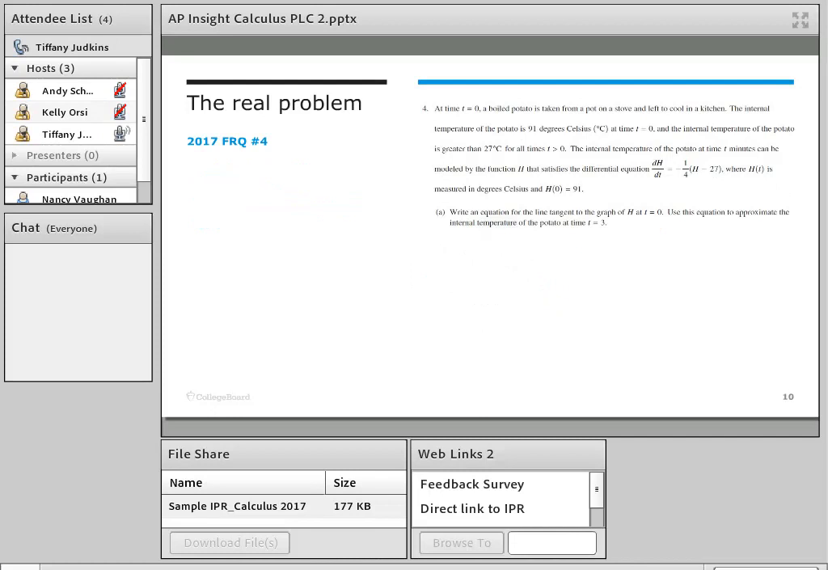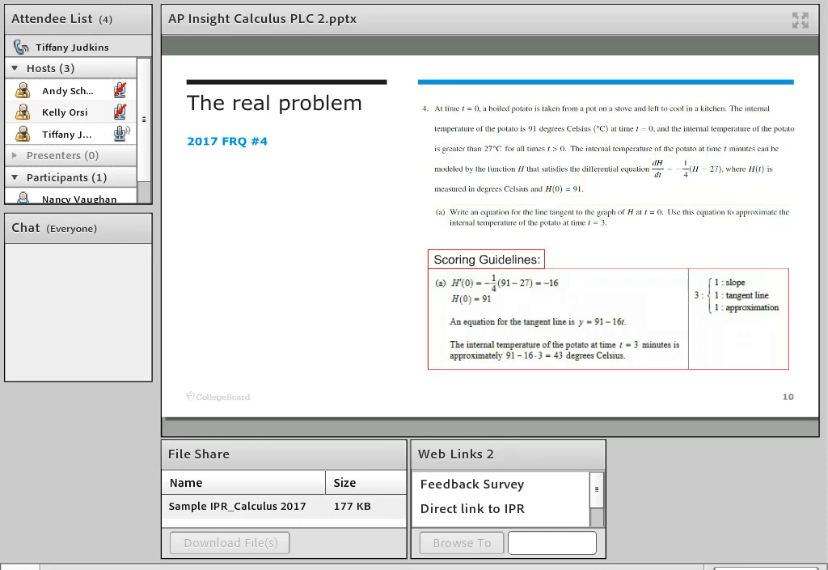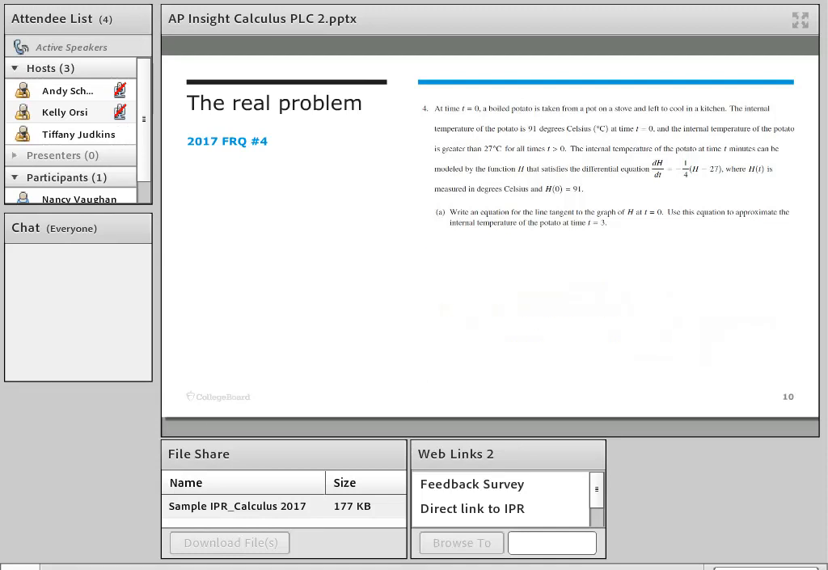The thing is that in the 2017 exam, some of you might be familiar with what's now known as the potato problem. The stem in part A has a strong resemblance to the question that we just looked at. Most students are pretty successful at tackling the question we just looked at, but in this problem we're looking at actually the same slope, the same xy point given, and the same questions being asked. It even had the same scoring guidelines: 1 point for the slope, 1 point for the tangent line, and 1 point for the approximation.